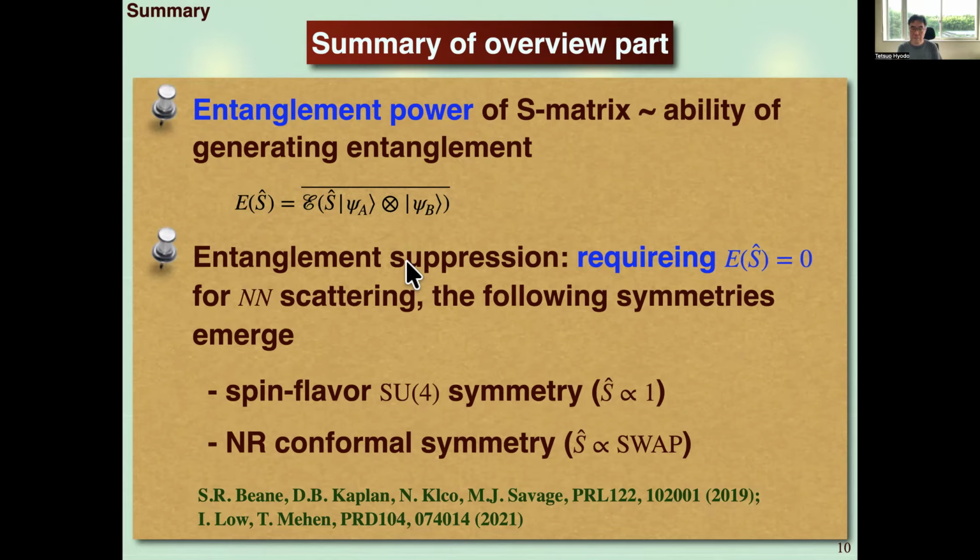Now, the idea of entanglement suppression is to require the condition that the entanglement power goes to 0. By applying this to two-nucleon scattering, we obtain two solutions for symmetries. One is the spin-flavor SU(4) symmetry, where the S matrix is proportional to the identity operator in the spin space. The other is a non-relativistic conformal symmetry, where the matrix is proportional to the swap quantum gate. These results have already been discussed in these papers.